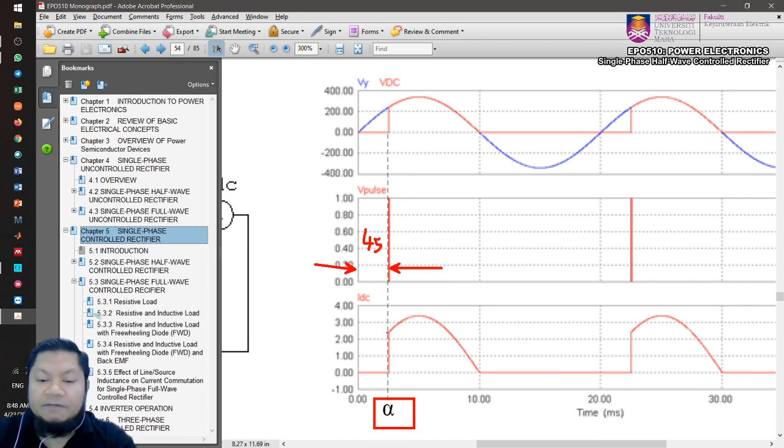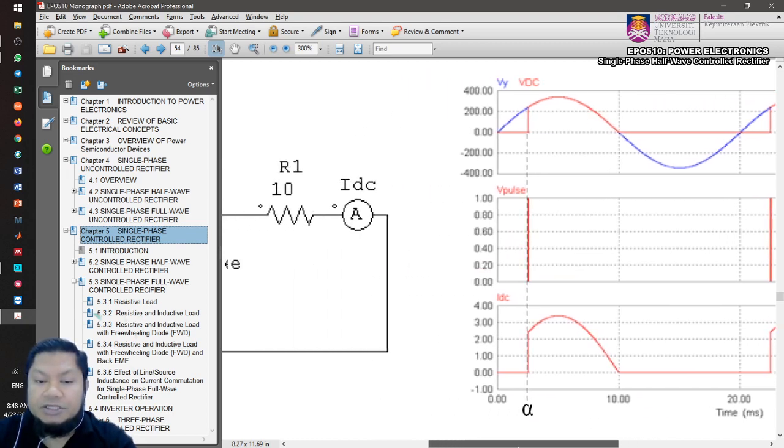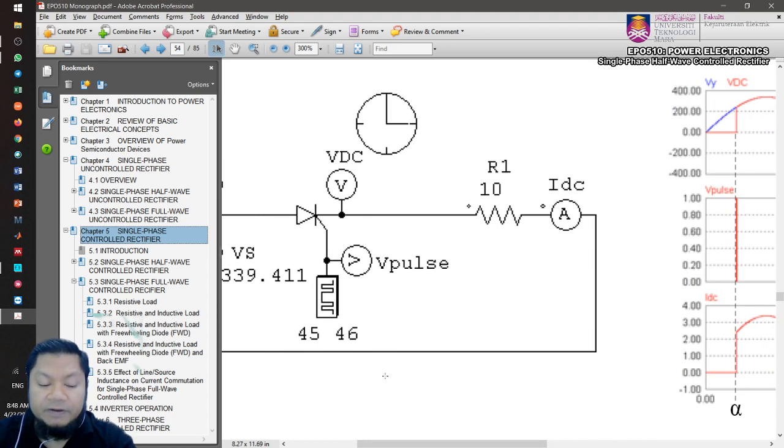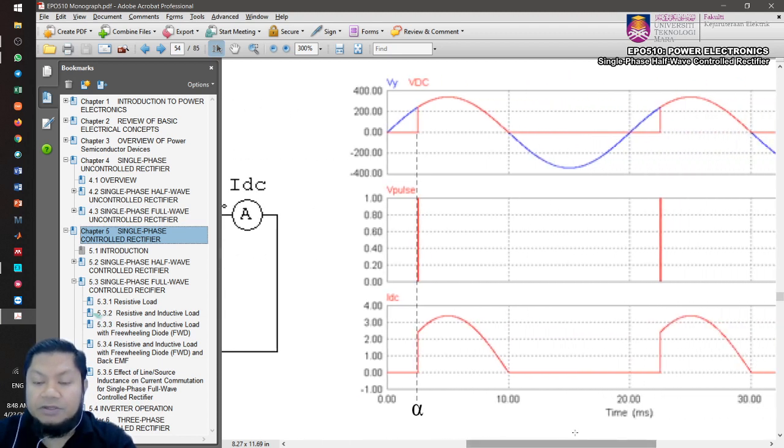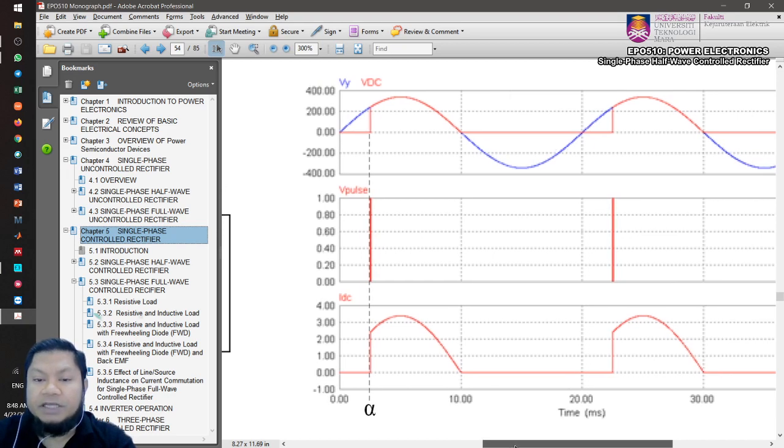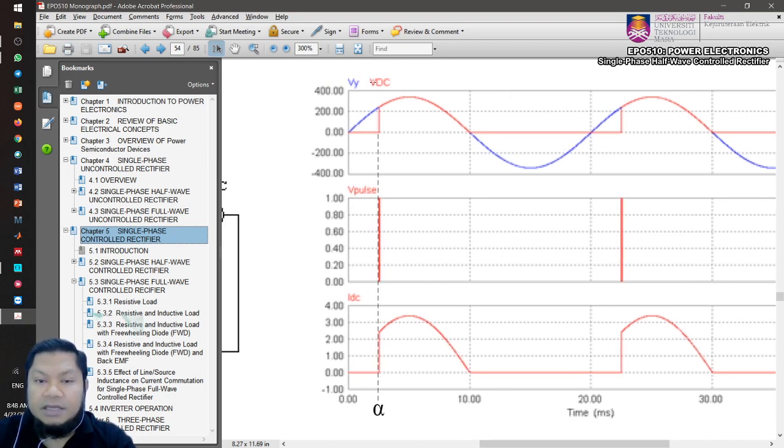So just after 45 degrees, the thyristors will be turned on, and therefore you're going to see that it will appear as a short circuit. After 45 degrees it appears as a short circuit, and therefore VDC will be equal to Vs again. In the waveform, you're going to see it now follows the output voltage just after 45 degrees. The red waveform there represents the output voltage.